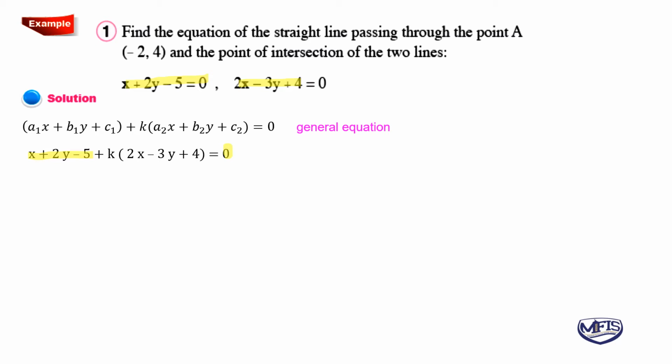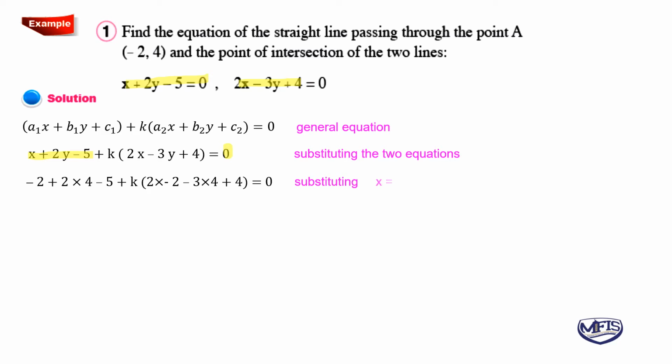To find the value of k, we substitute the point (-2, 4), so x equals -2 and y equals 4. So -2 plus 2 times 4 minus 5, plus k multiplied by between brackets 2 times -2 minus 3 times 4 plus 4, all equal 0. So we can find the value of k: 1 minus 12k equals 0, so k equals 1 over 12. So replace k and put 1 over 12.